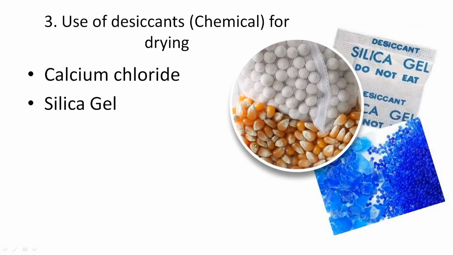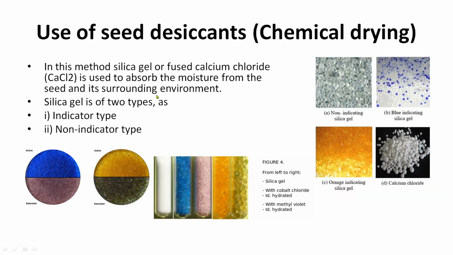And next we are using desiccants, which are formed by chemicals. Use of desiccants: in this method, silica gel or fused calcium chloride is used to absorb the moisture from the seed and its surrounding environment. These silica granules and calcium chloride granules have to be included into the seed lot in order to reduce the amount of moisture.